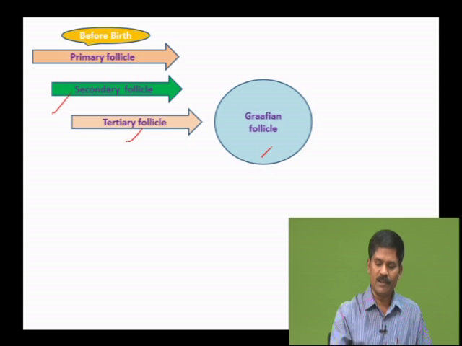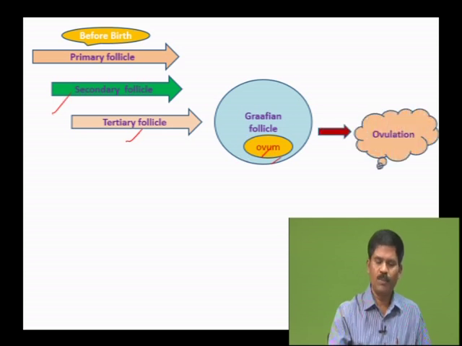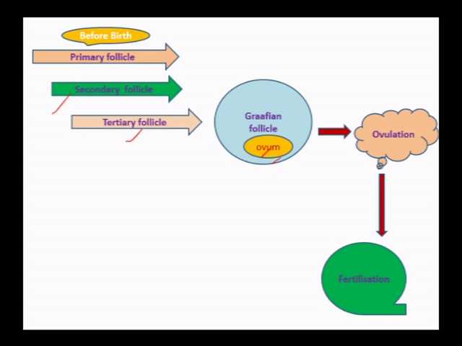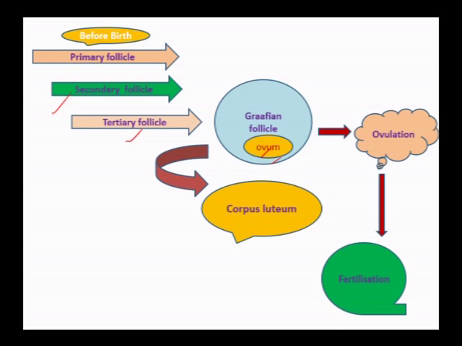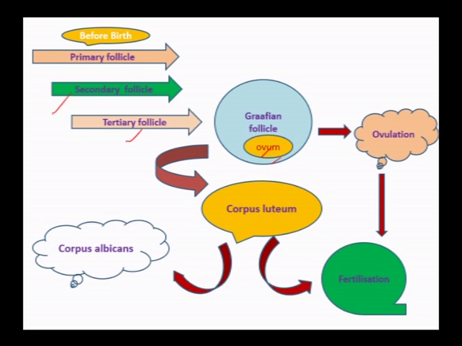In the center of the Graafian follicle, the ovum or egg is present. When the egg matures, the Graafian follicle ruptures, releasing the ovum. The process is called ovulation. This released egg may undergo fertilization. After ovulation, the ruptured Graafian follicle is converted into another structure called corpus luteum, also called the yellow body, and it starts secreting progesterone in anticipation of fertilization and pregnancy. If fertilization does not occur by 28 days or so, the corpus luteum degenerates into a white body, known as corpus albicans.